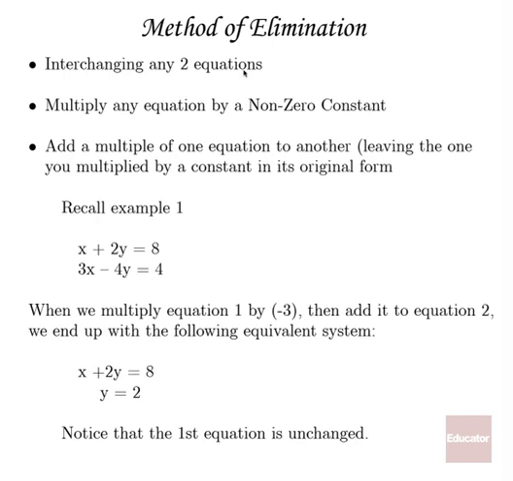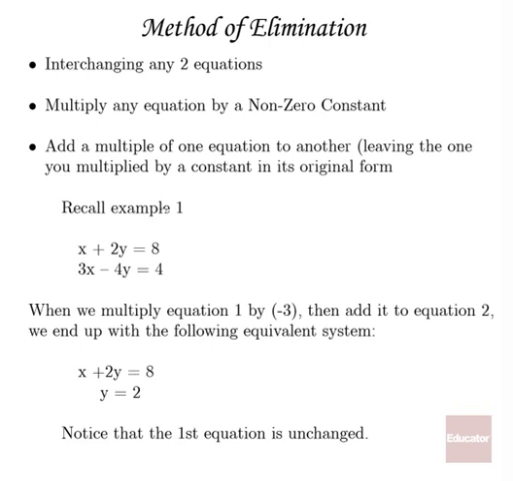Nothing strange happening there. Second, multiply any equation by a non-zero constant, which is really what we did most of the time here. Multiply by a -3, -2, 5, 7, whatever you need to do in order to make the elimination of the variables happen. And then third, add a multiple of one equation to another, leaving the one you multiplied by a constant in its original form.